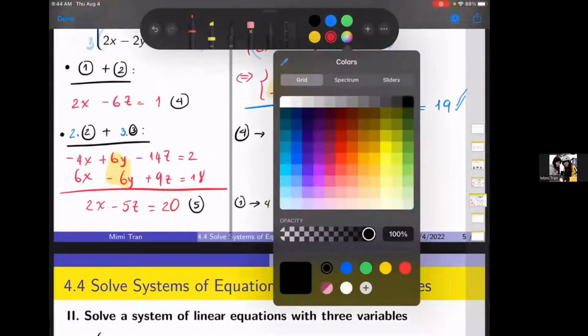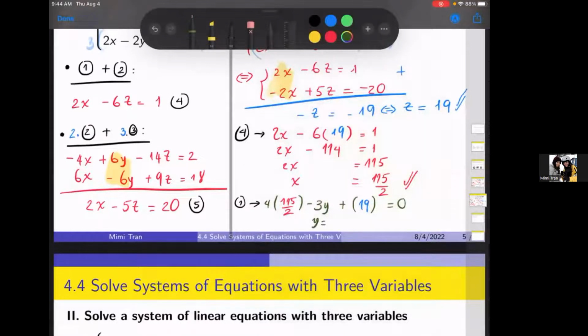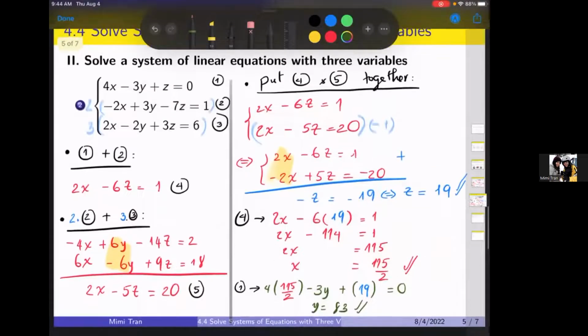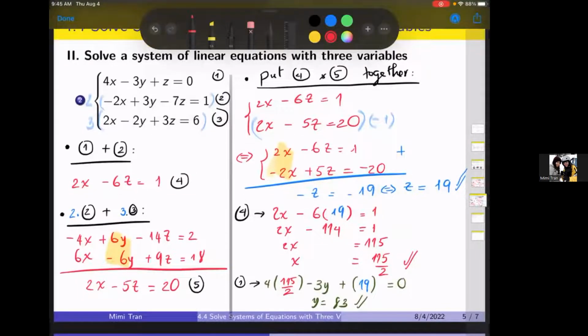Okay, all right, let's finish this. Maybe I did something wrong. No, y equals 83. Okay, so your solution is, I meant this to be no solution, but I guess there is a solution. So 115 over 2 for x, y is 83, and z is 19. Sorry, I didn't have space. I'm going to check with decimal, see what happened, okay?